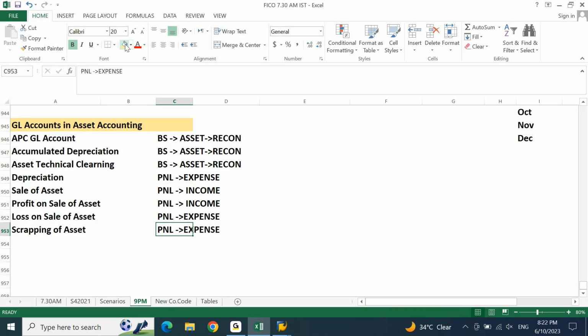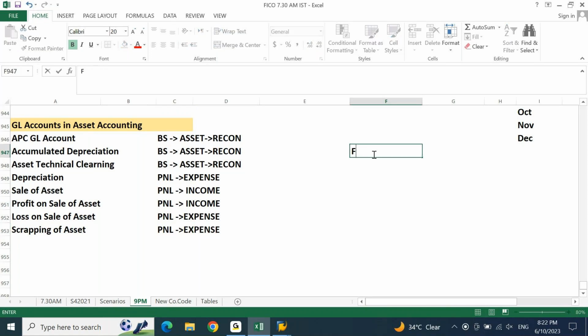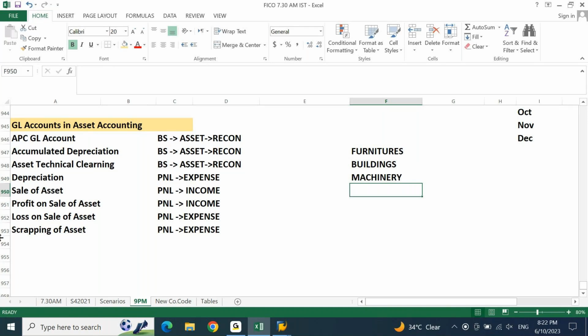Currently, we are talking about furnitures. Let's say I'll put a few more things here: furnitures, buildings, machinery. Now, when I'm talking about the APC GL account, can I use only one GL account to represent furniture balance, building balance, machinery balance, or do I need a separate GL account to represent each nature of asset balance? So in short, do we need a separate GL account or a common GL account?